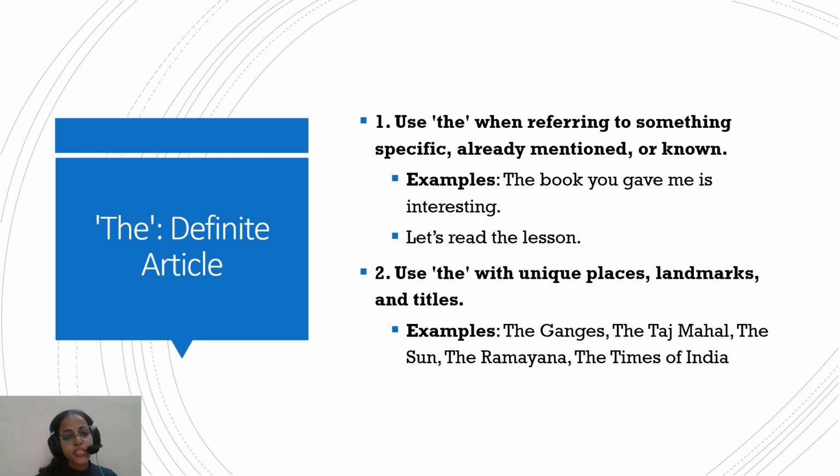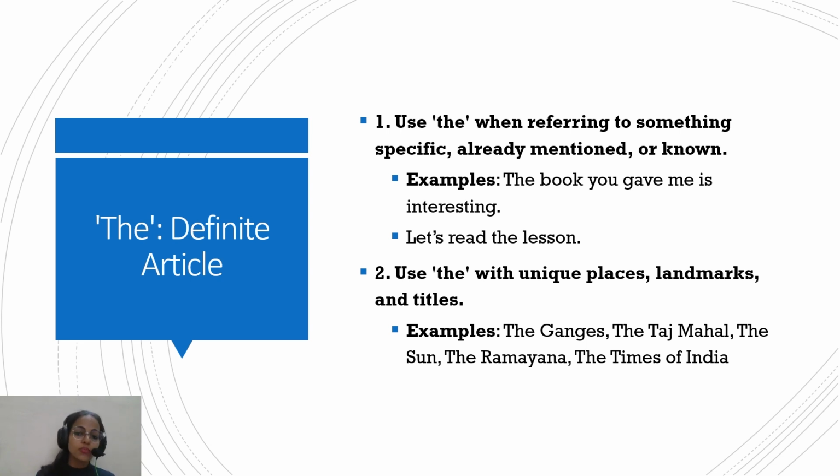Now we get to the definite article, that is the. So you use the when you are referring to something specific, already mentioned or something that is known. So the book you gave me is interesting. Now I am referring to that specific book that you have given me. So when I'm saying the book you gave me, the moment I use the definite article the, it means that you and I both understand we are talking about the book that you have given me.